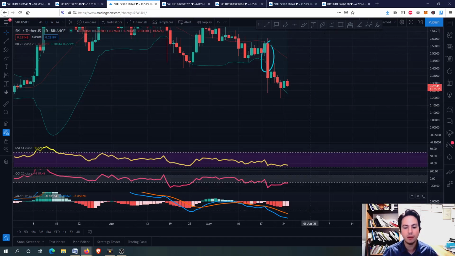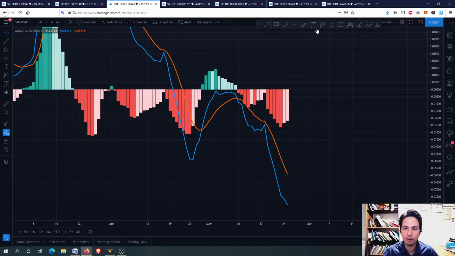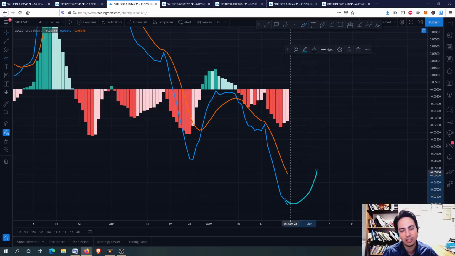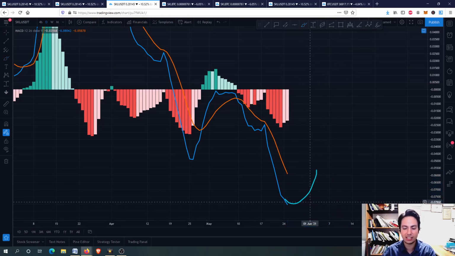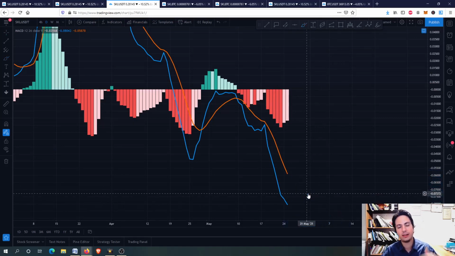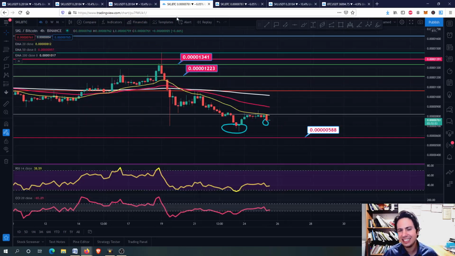And you can see the MACD on the daily frame. As long as we don't see a bullish recross between the blue line and the orange line, guys, and the orange line can go beyond the blue line and get some further distance, we can't assume that we are going upwards. We need a momentum shift right now for SKL.